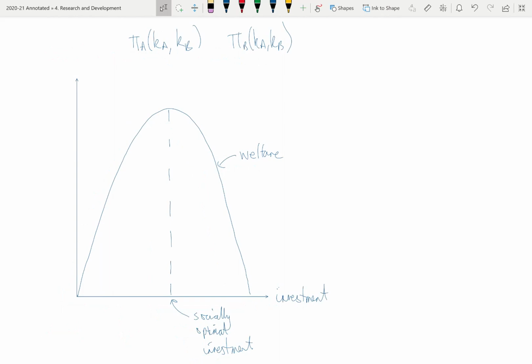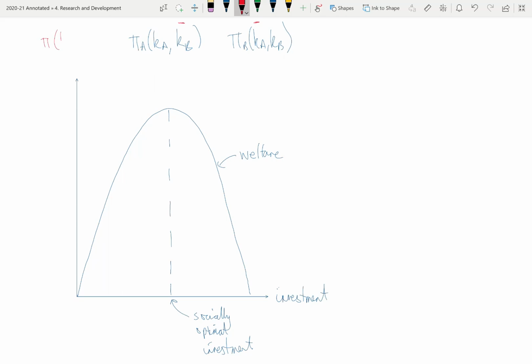Now, are R&D agreements always a good idea? Well, the answer is no, they can actually reduce welfare. So to think about why, let's suppose that instead of positive externalities, there are negative externalities. Later we'll look at why there might be negative externalities. When there are negative externalities, then investment by firm A is going to have a negative effect on firm B's profit, and investment by firm B is going to have a negative effect on A's profit.